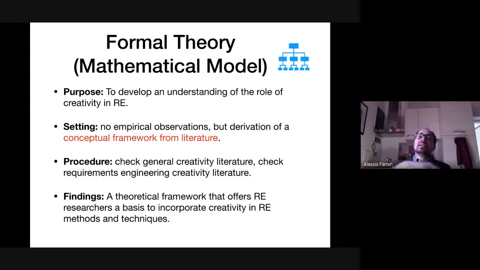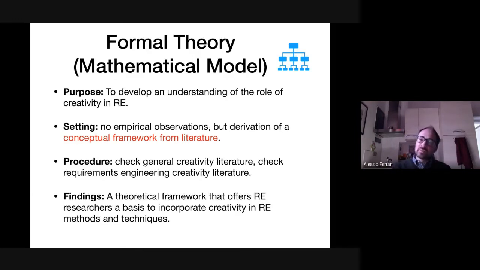But this is a study for understanding the role of creativity in requirements engineering. So in this case, zero empirical observation, but I do research from the literature. Okay, I derive this framework by checking creativity literature and requirements engineering creativity literature. So I derive a formal theory by doing a systematic literature review, basically. And the output is a theoretical framework that offers the researcher the basis to incorporate creativity in the requirements engineering process. Okay, this formal theory is not tested empirically.